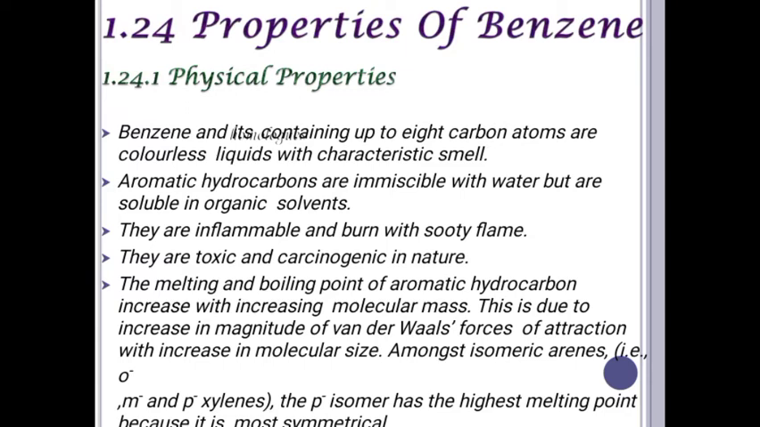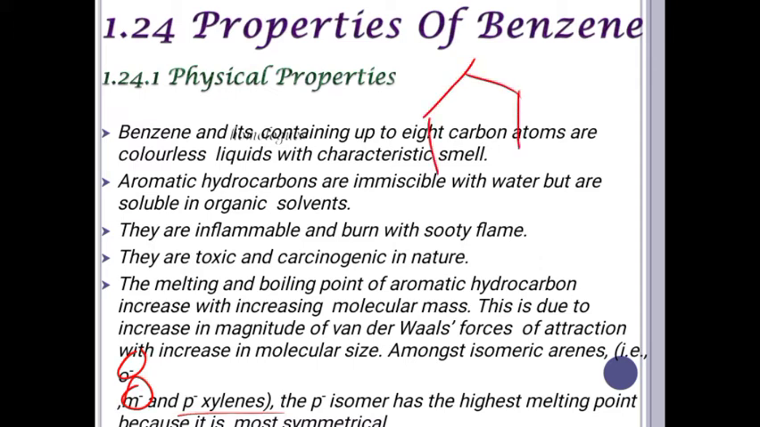The melting and boiling point of aromatic hydrocarbons increase with increasing molecular mass. This is due to the increase in the magnitude of van der Waals forces of attraction, which increases with molecular size. Amongst the isomeric arenes, the para-isomer has the highest melting point because it has a more symmetrical structure. Compared to ortho and meta positions, para-isomers have high melting and boiling points.